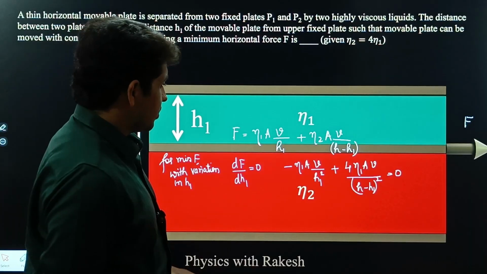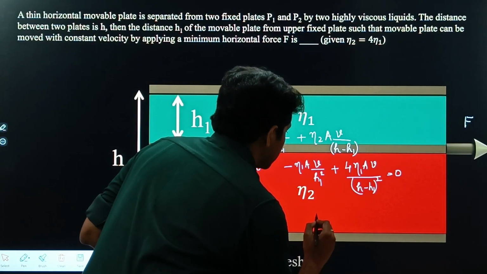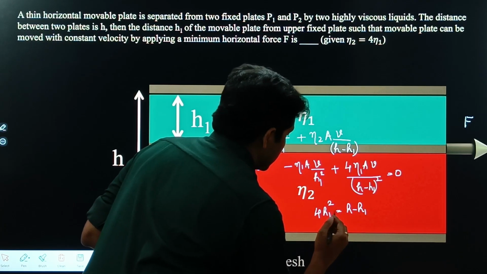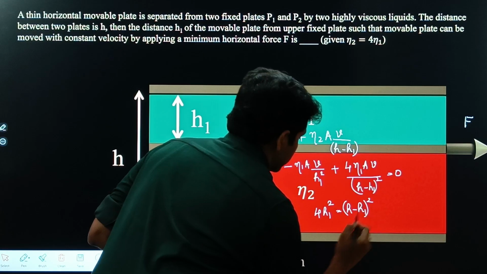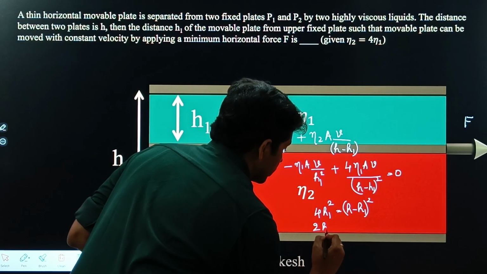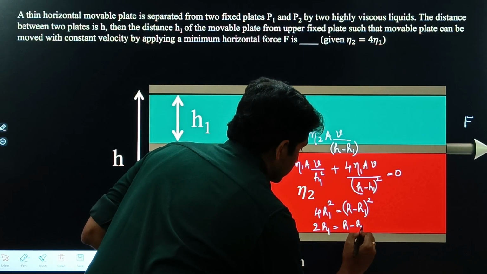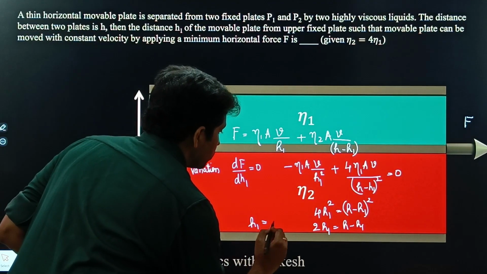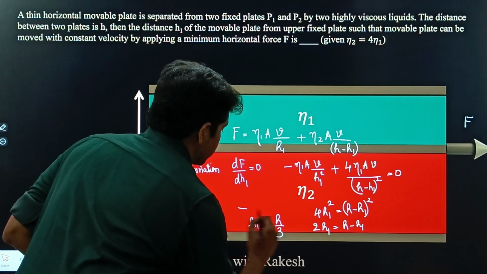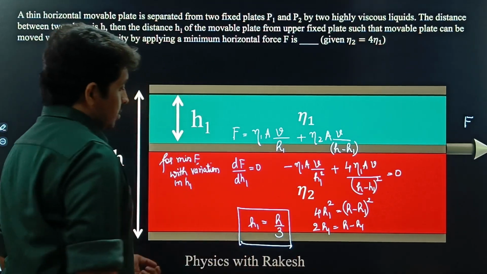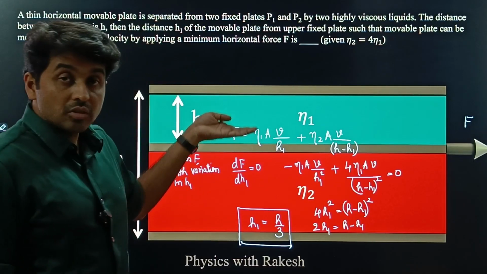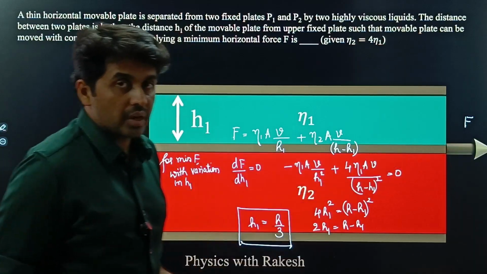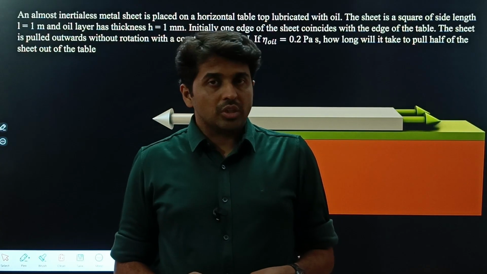I can cancel out this eta 1 here, and I'll get 4h1 square equal to h minus h1 whole square. Or if I just take the square root, 2h1 equal to h minus h1. Or directly from this we can say h1 equal to h by 3. So for h by 3 distance from this, the force applied will be minimum. Okay. Let us move on to the next advanced question.